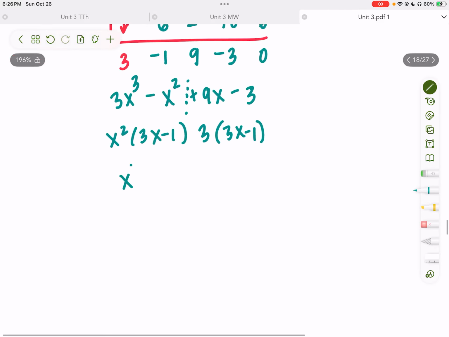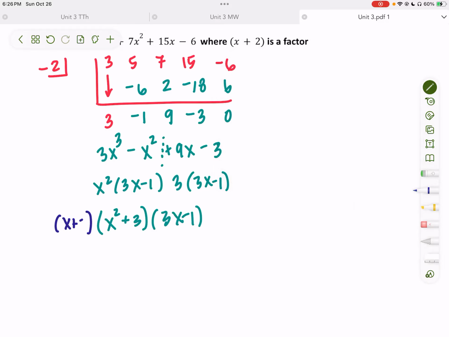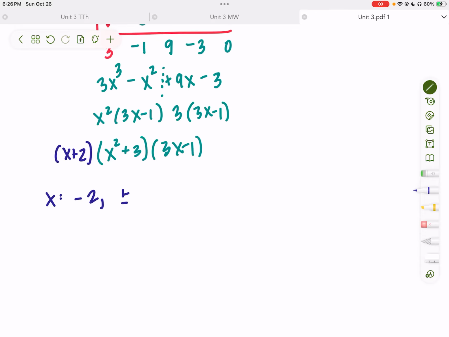Now we have x squared plus 3 times 3x minus 1. Don't forget the original x plus 2 that you divided by. And your x-intercepts will be negative 2 plus or minus i root 3 and 1/3.